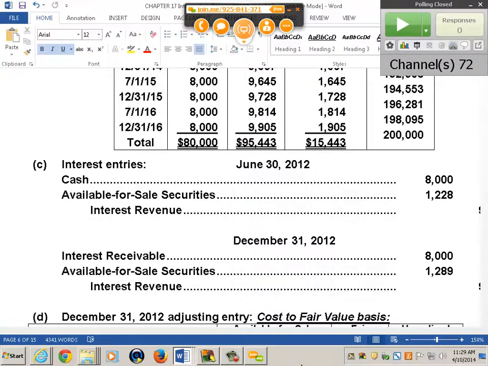We'll eventually get to trading, but if it is trading, the next step is everything looks the same as it does in available for sale, except that instead of going to stockholders' equity with the gain and loss, it goes to net income. All we have to do is change one of those accounts. The account right on the top of the board, which says AOCI, stockholders' equity, becomes net income or earnings. And that's it.